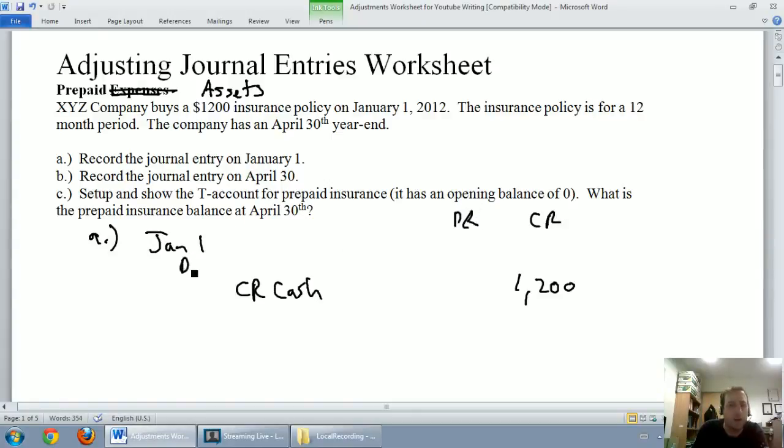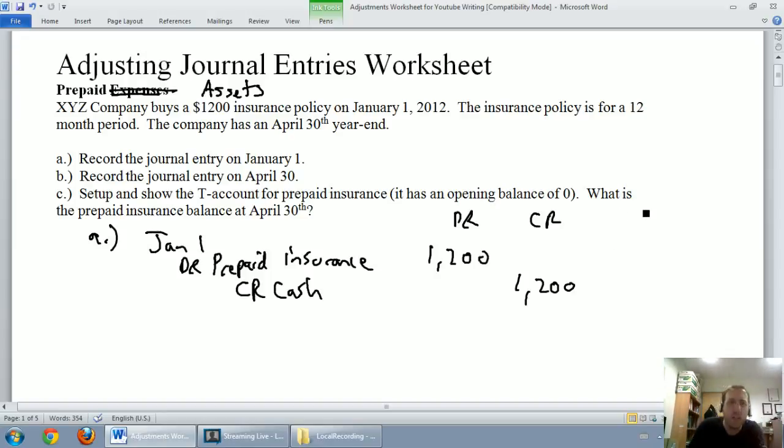Now what's our debit here? A decent wrong answer would be to say insurance expense, right? We bought some insurance. That's a cost of doing business, insurance expense. But after the spiel I've just given you, you know it's not an expense. So here's what we're going to call it. We bought insurance. We paid for it in advance. We're going to call it prepaid insurance. And we're going to debit that account for $1,200.